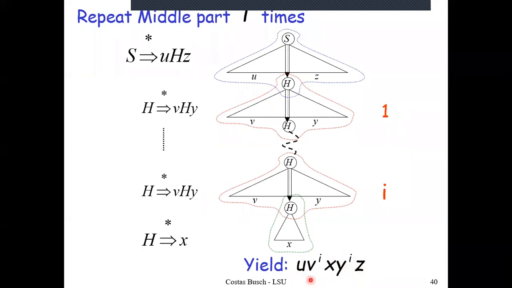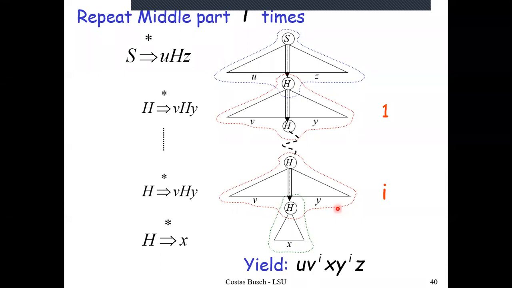So the same number of copies of V and the same number of copies of Y. Remember, we did the same story in the pumping lemma for the regular languages. We said that we are going to divide our string into three substrings, X, Y, and Z, and I can have the repetition of as many copies of Y as I may please.